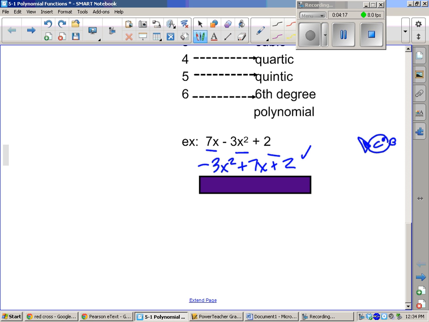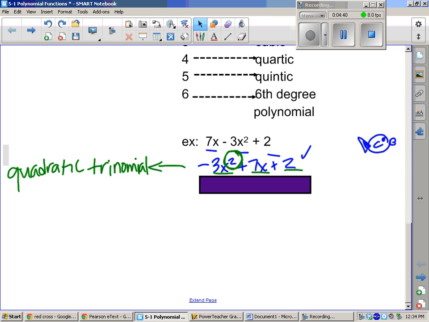Cool. Now, how are we going to name this? We can name it by number of terms. So there are 3. So we call it trinomial. All right. And then we can name it by the highest exponent there. It's 2. And that is a quadratic, not quartic, quadratic trinomial. So it has 2 different names.